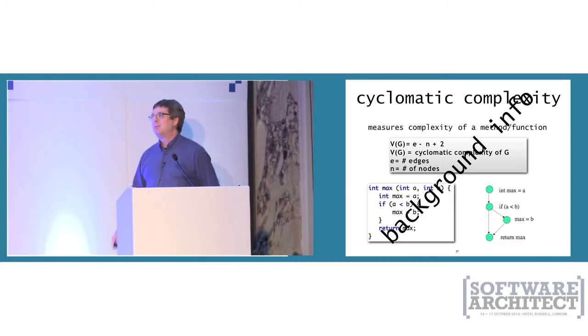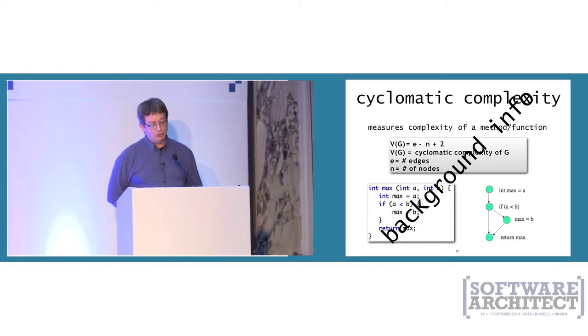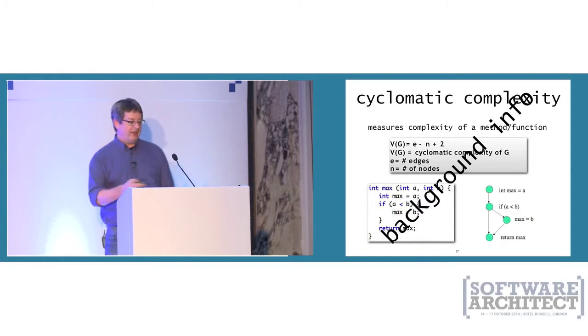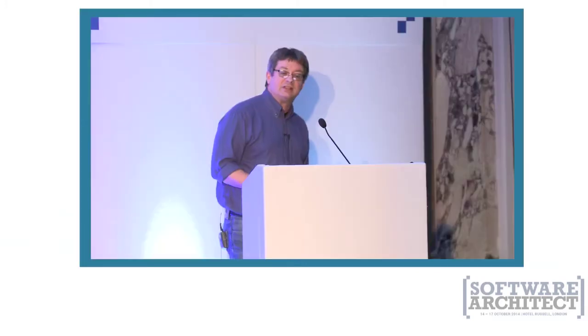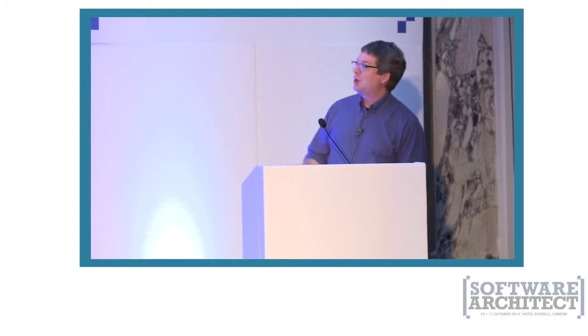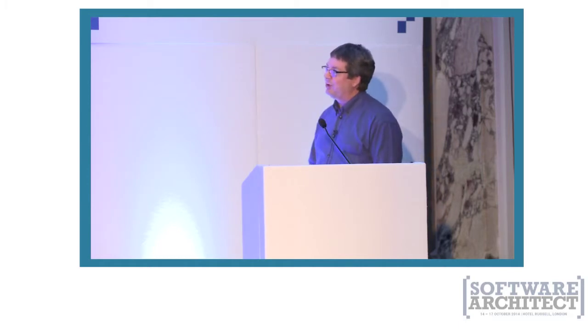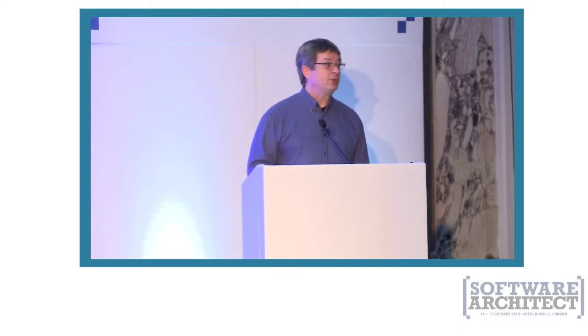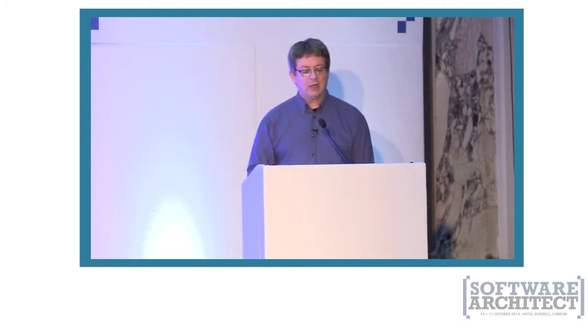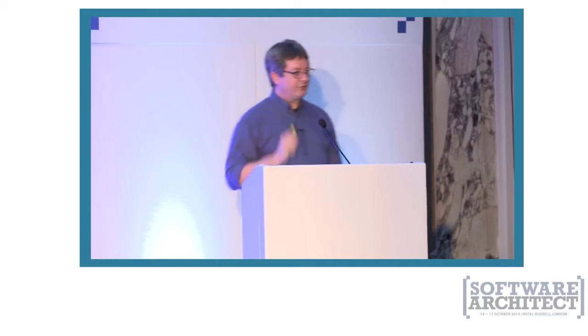So if you look at a little max method that looks like this, you can sketch it out in its edges and nodes view, and 4 minus 4 plus 2, so the cyclomatic complexity of this code is 2. It's kind of boring when the edges and nodes cancel each other out, so here's a slightly more complicated function. You draw out this edges and nodes view and label them, 8 minus 7 plus 2, so the cyclomatic complexity of this guy is 3, so this is one more complicated than the function we saw before. This is a really useful metric in lots of different ways.